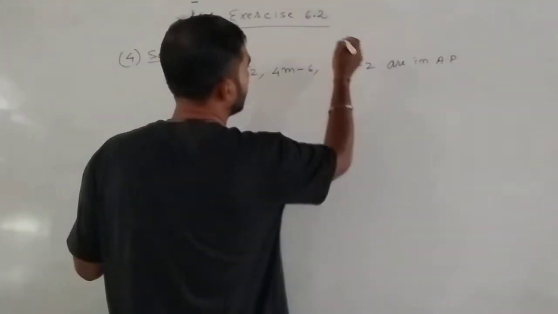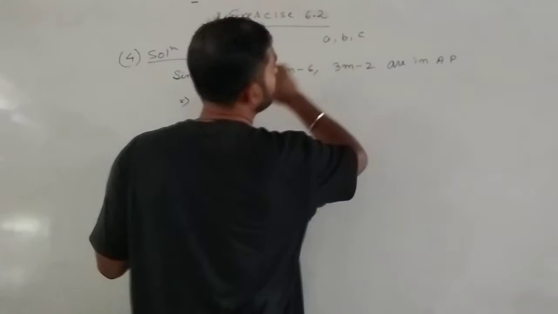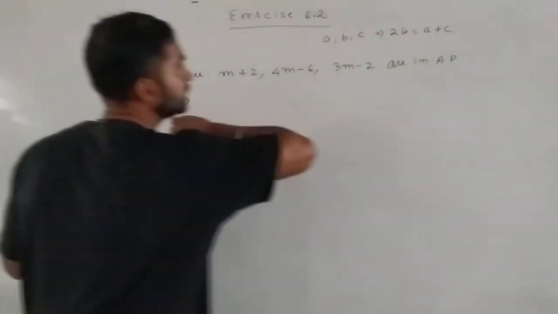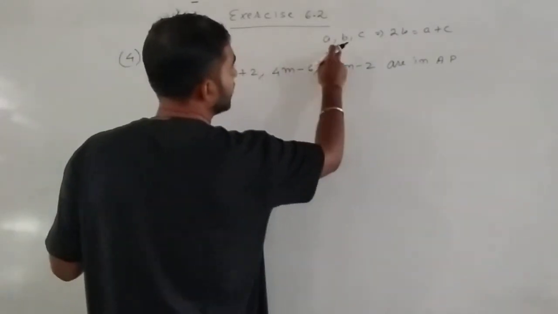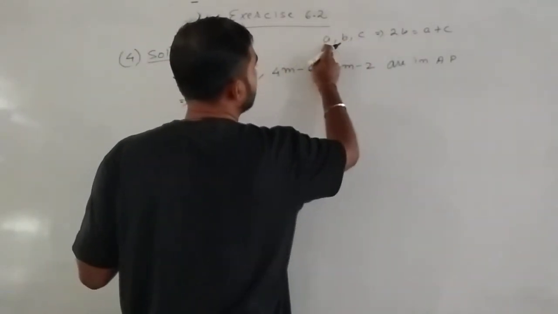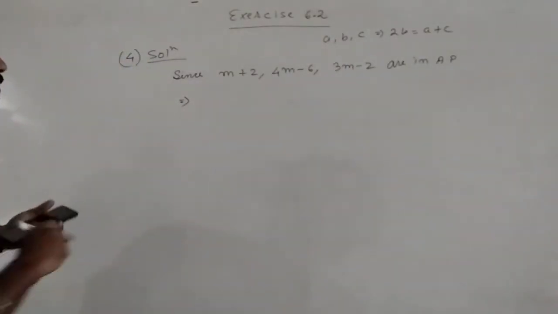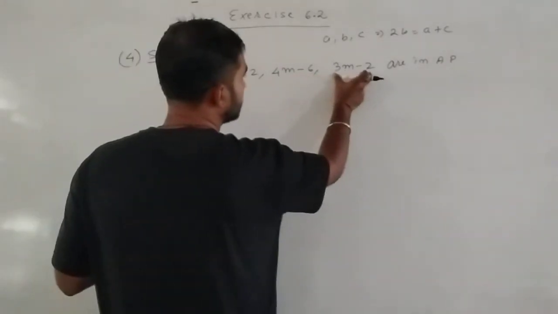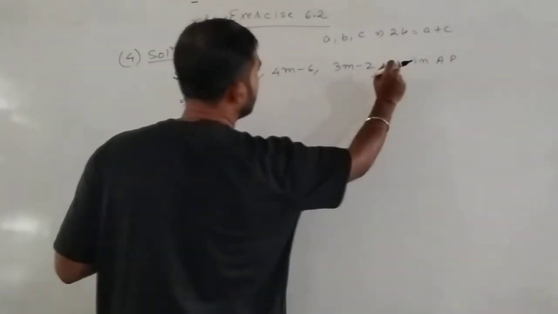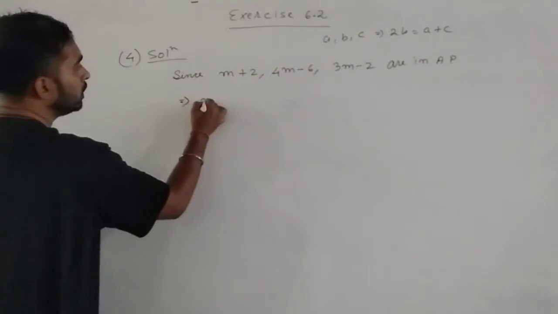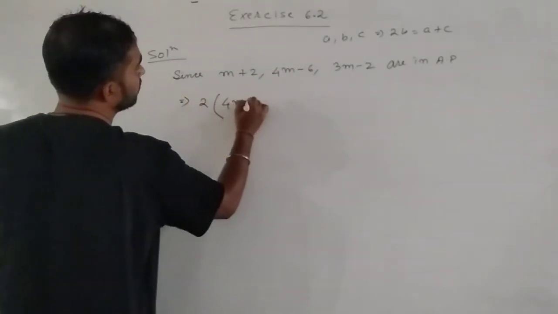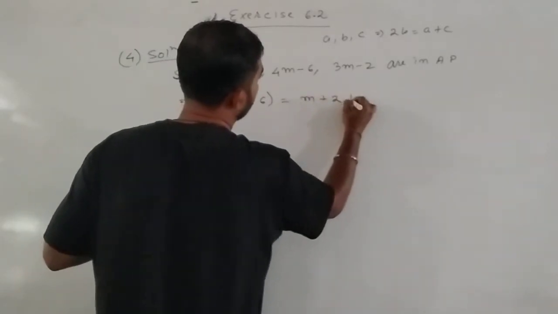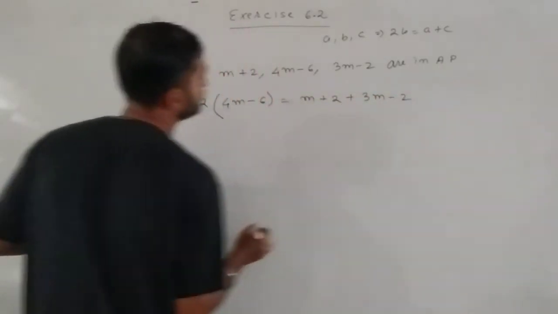as I told you earlier, if A, B, C are in AP, then twice B equals A plus C. That is, if A, B, C are in AP, then twice the middle term is equal to the sum of the first and the last term. So here this one is A, this one B and this one C. If these are in AP, by this formula you can write twice the middle term equal to the sum of the first and the third term.